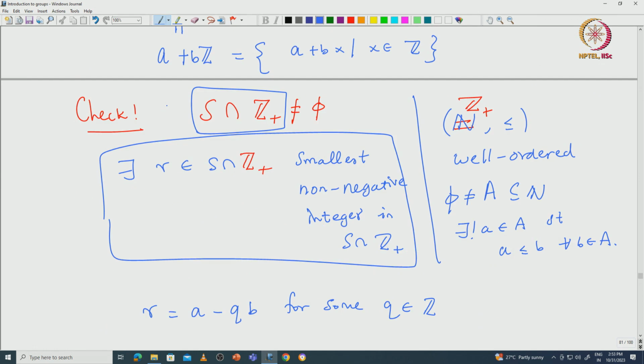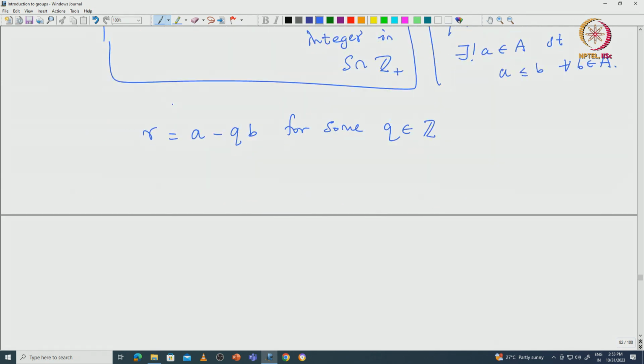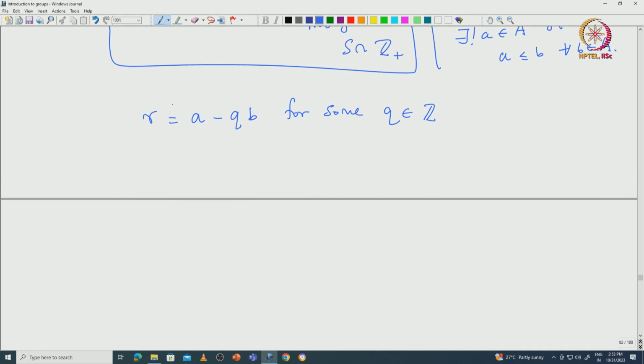So, now you have this R, then it is clear that this is the R that we want. It is not hard to check that A is equal to QB plus R, and this R should satisfy this property. It should be less than B and it is non-negative. Non-negative by definition, and it is supposed to be less than B, otherwise you will be able to subtract B from R. That will give you a contradiction to the choice of R.